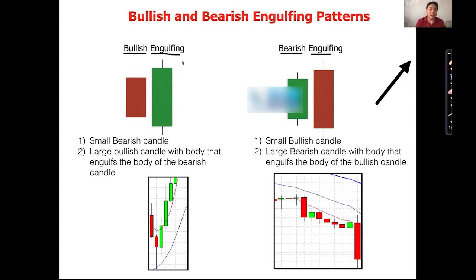Okay, so for the bullish engulfing, the first candle is the baby candle. It must be a relatively small bearish candle. And it's followed by a large bullish candle whose body engulfs the body of the bearish candle. So for bullish engulfing, it must always be a red candle followed by a green candle. Red bearish followed by green bullish candle. So it cannot be red, red, or green, green. It has to be red and green.